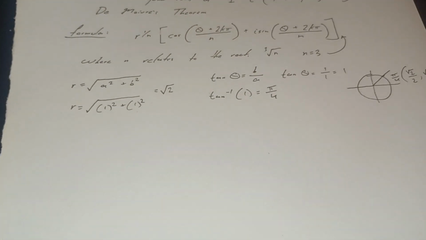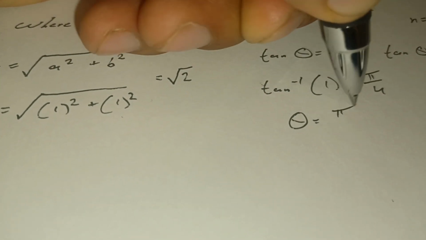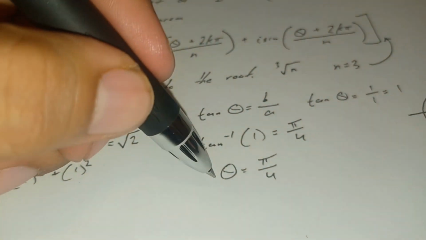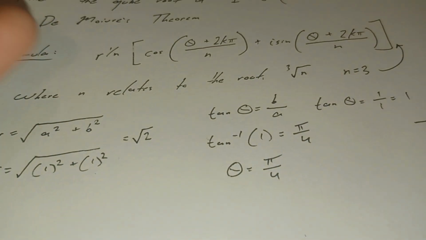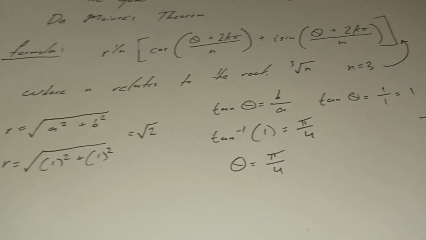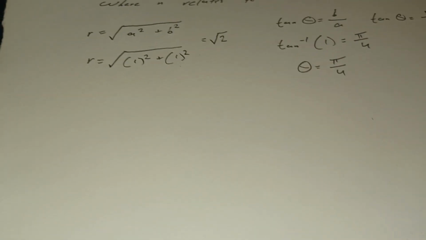Okay, so let's continue. Now that we found our theta, which is pi over 4, let's write it down right here: theta is equal to pi over 4. Theta is the angle, by the way. Now we can go ahead and plug it into the formula they gave us, De Moivre's theorem.